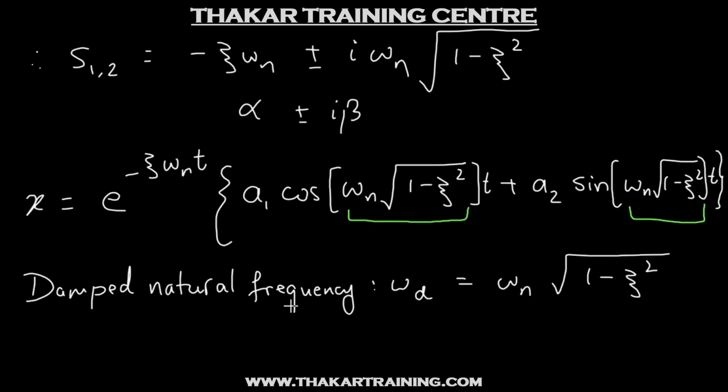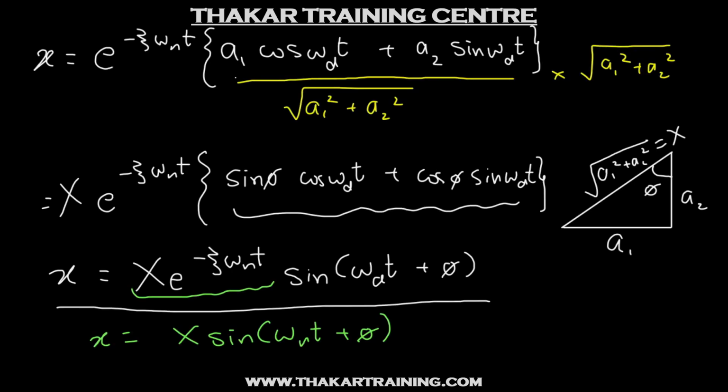So we introduced another term, that is damped natural frequency, omega d, that is omega n into under root 1 minus zeta square. And then we did some manipulation so that the solution can be written and compared with another solution of free undamped system. So we ended up with this solution, that is x e raised to minus zeta omega n t sine of omega d t plus phi.